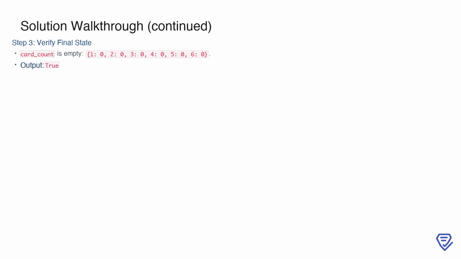At this point, all groups have been successfully formed, and the frequency counter is empty. Since no cards are left ungrouped, it confirms that the hand can be rearranged into groups of size 2. Therefore, the output for this example is true.